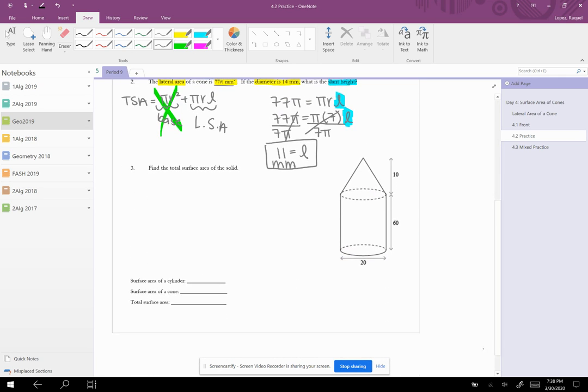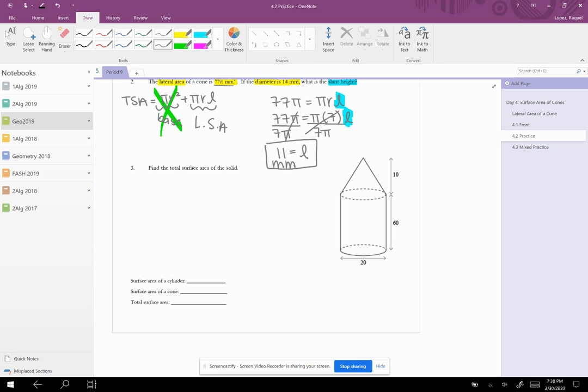Okay. Now down here, find the total surface area of the solid. Before we go ahead and start, I want you guys to write down a plan. And by a plan, I want you to write down, okay, what do I need to find? I need to find the lateral surface area of this shape, the lateral surface area of this shape, and the area of this shape.